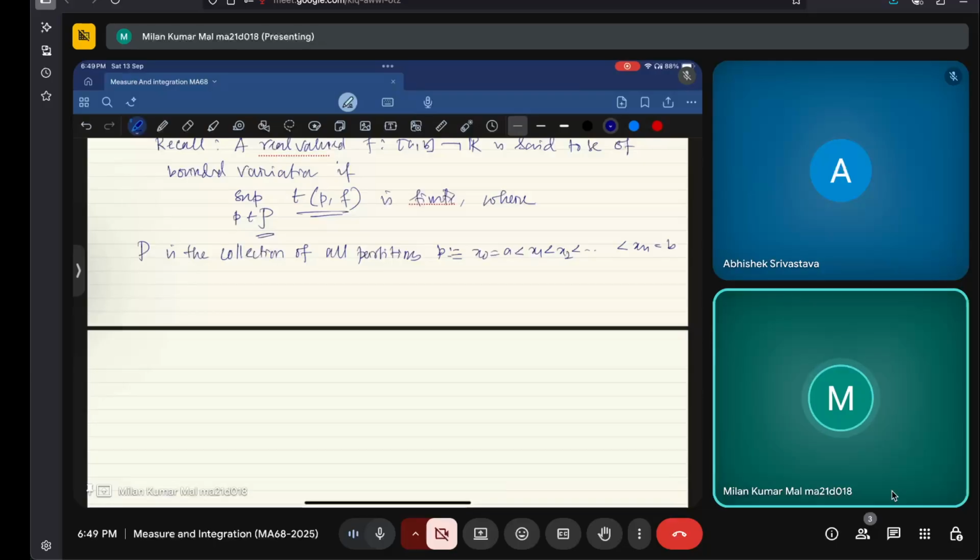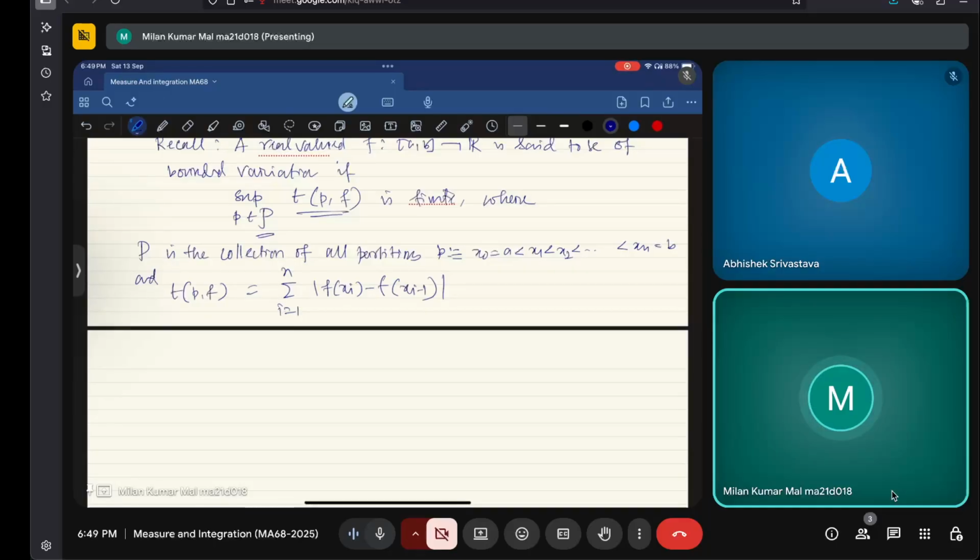First point and second point, and V(P, f) for this particular P is the summation of mod of f(xi) minus f(xi minus 1), i equals 1 to n. So this is what it is called.